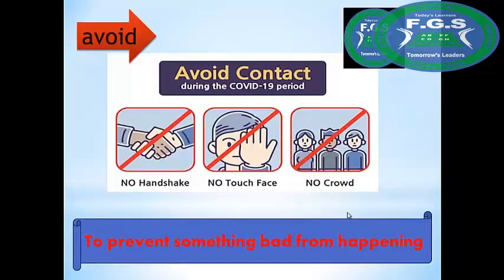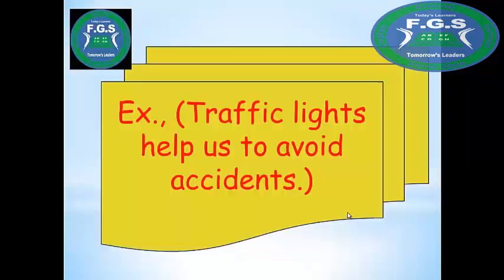A verb, it's called avoid. Avoid, as you see in the picture, avoid contact during the COVID-19 period. No handshake, no touch face, no crowd. So avoid means to prevent something bad from happening. Let's see the example: traffic lights help us to avoid accidents.